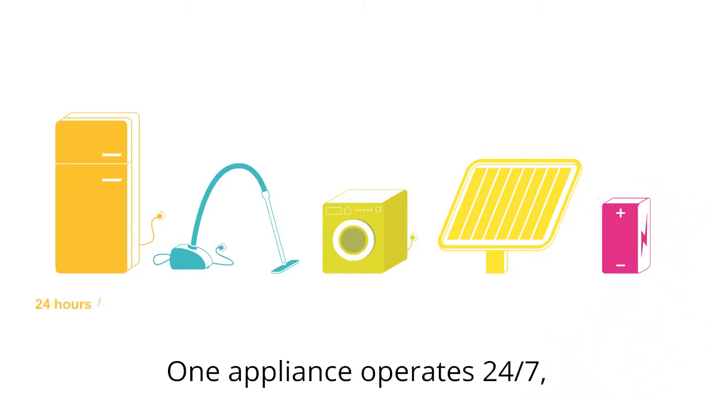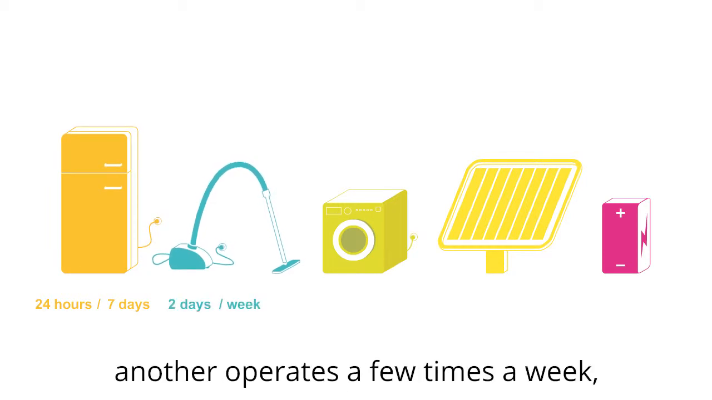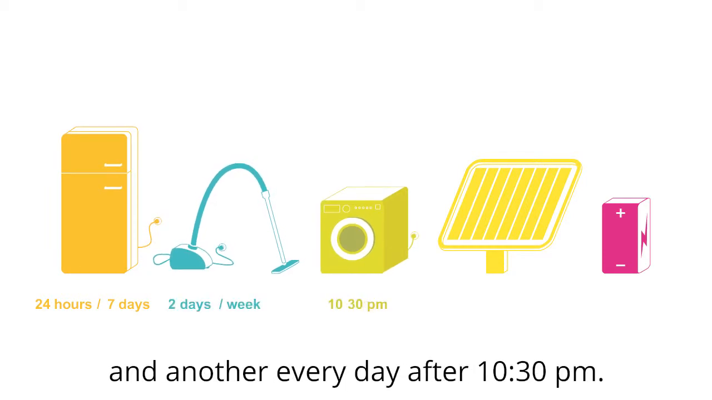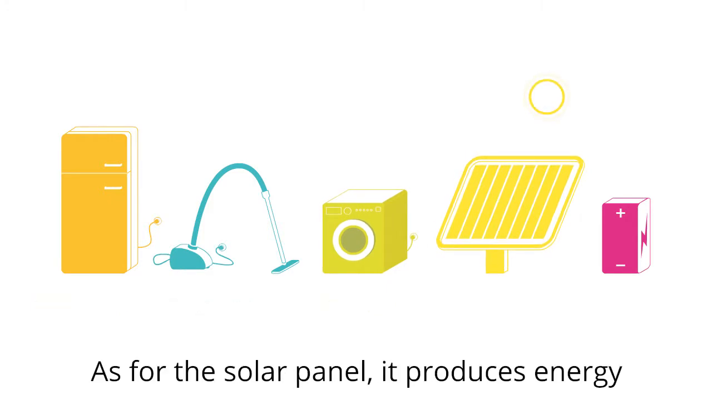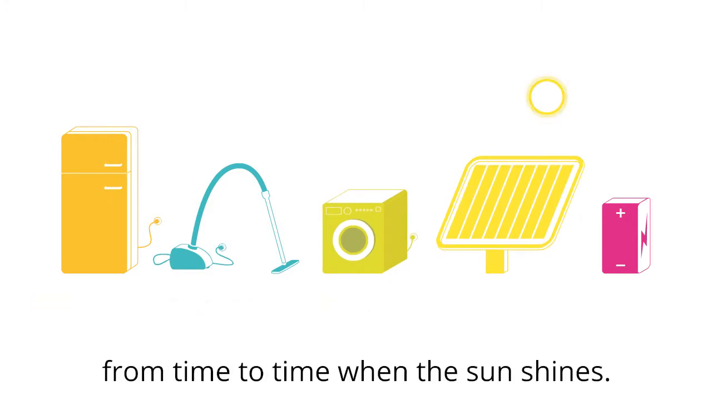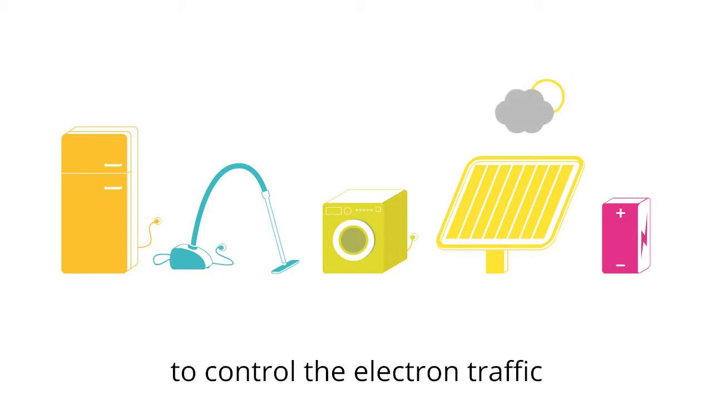One appliance operates 24/7, 365 days a year. Another operates a few times a week, and another every day after 10:30 p.m. This changes everything. As for the solar panel, it produces energy from time to time when the sun shines. It's really not easy to control the electron traffic in these conditions.